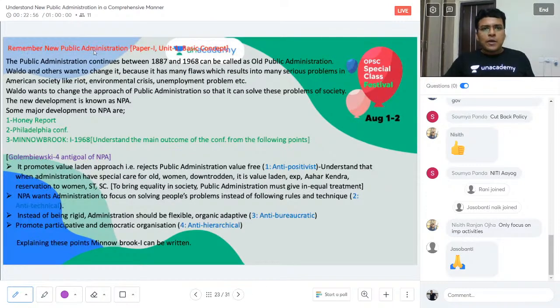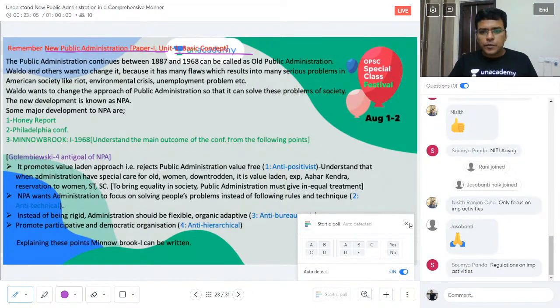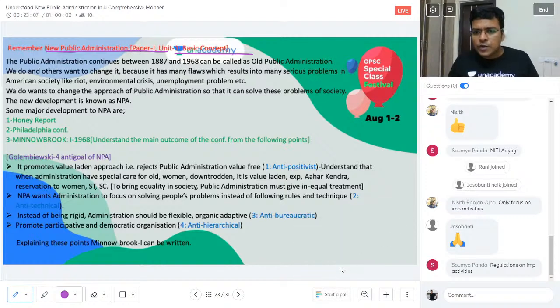So remember, new public administration, paper 1, unit 1. Just before that, a brief note. Regulation is an important activity, an important part of new right philosophy. Without regulating, what happens? The private sector becomes a blood-sucking organization. They exploit people. Clear?